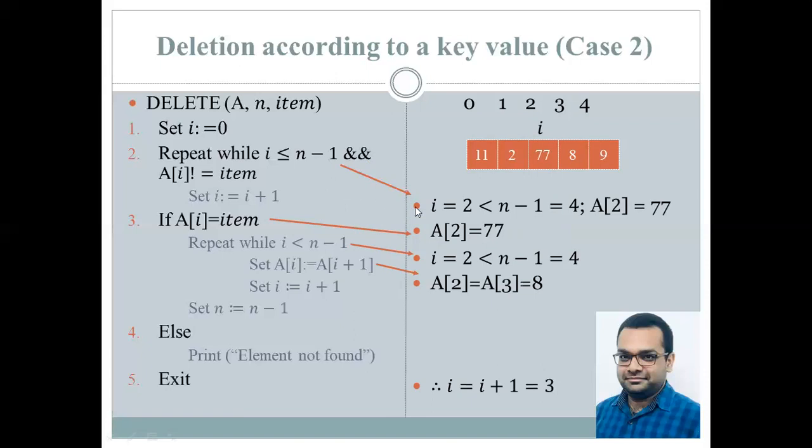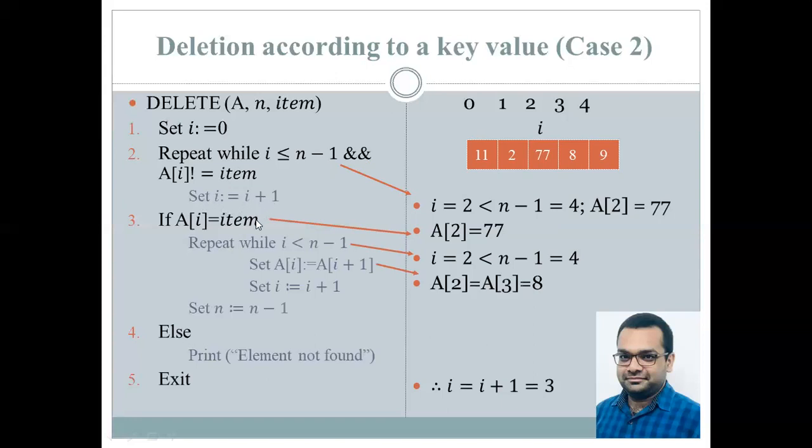Now again this check is performed. The value of I is 2, that is less than n minus 1. This condition is true. However, the second condition fails because a of 2 is equal to 77, so a of I not equal to item is not true. Since this is a logical AND operator, if any of the conditions is false, the whole condition inside the while loop becomes false. So what is the result? This loop exits and the value of I is not incremented in this line.